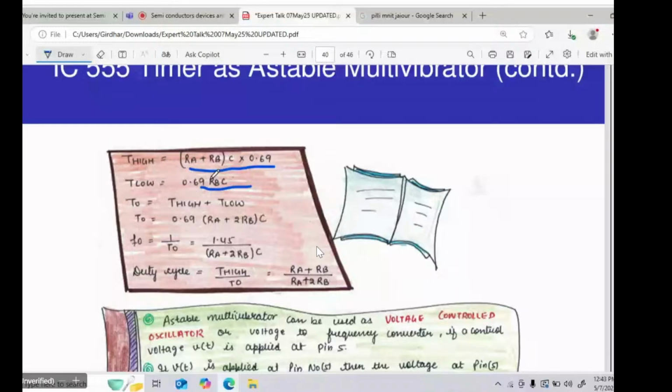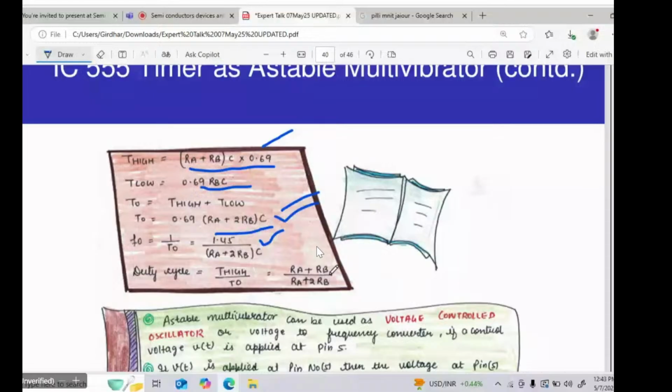And what is the frequency here? Frequency is 1 upon T. You can find it out from this. What is the duty cycle? On period divided by total period. This is the on period, T high, divided by the total period. So in this way you can calculate it: (RA plus RB) divided by (RA plus 2RB).